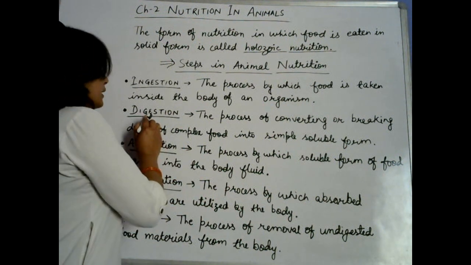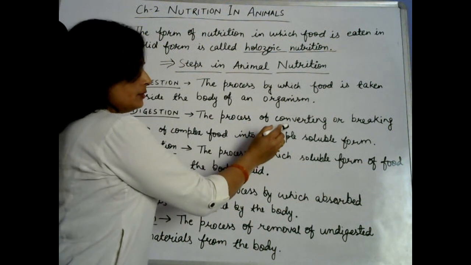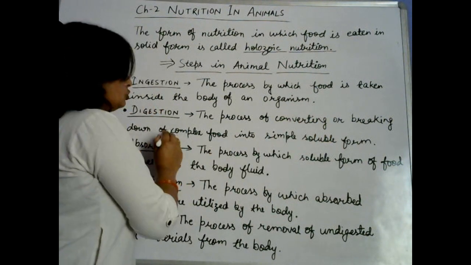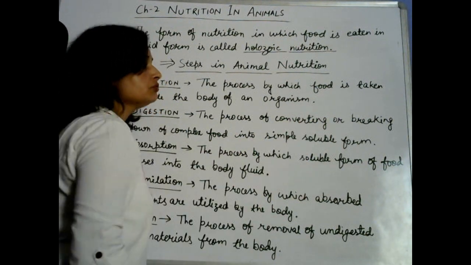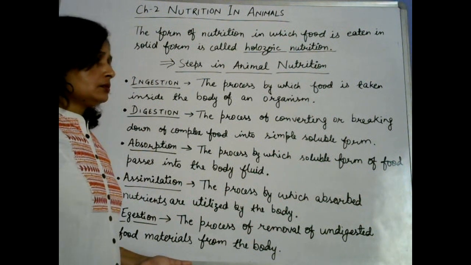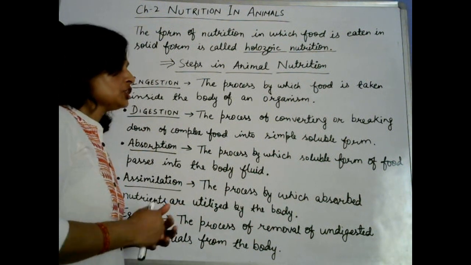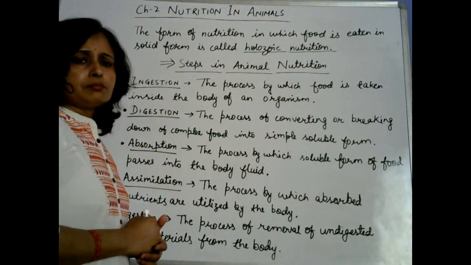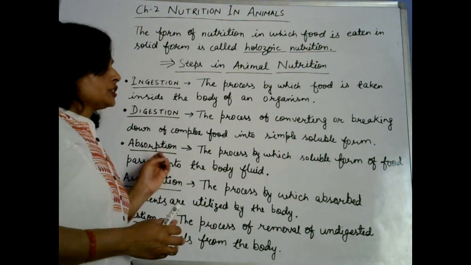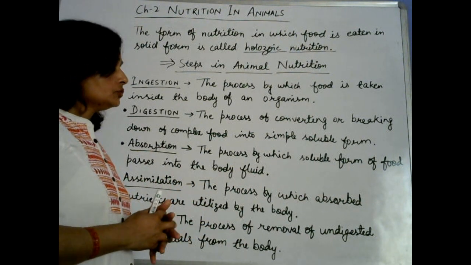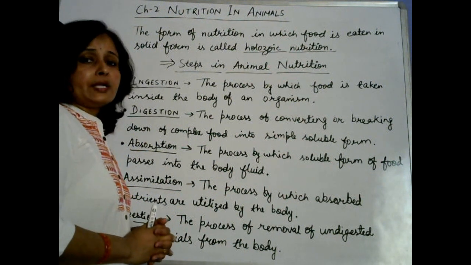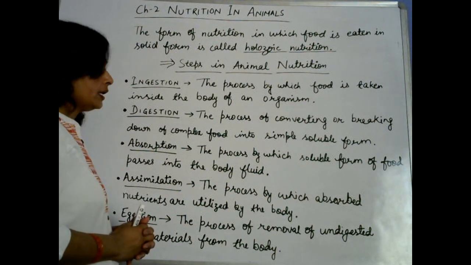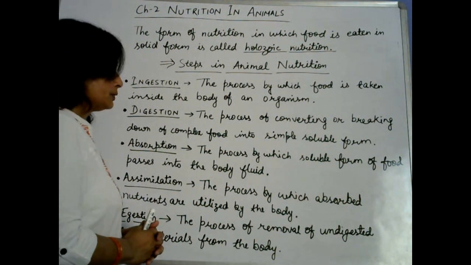Second step is digestion. Digestion is the process of converting or breaking down complex food into simple soluble form. When we take food like chapati, it is a solid food, and after chewing and by using different kinds of enzymes, the food is converted, or enzymes take action on that food and convert it into simple, smaller parts. So digestion is the process of converting or breaking down complex food into simple food.